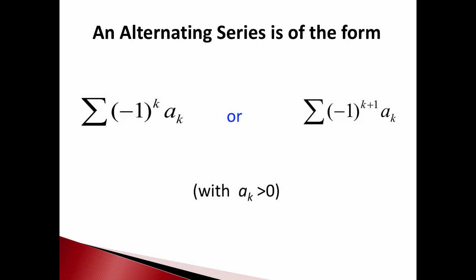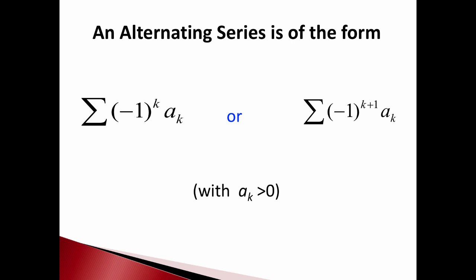So how do we recognize one of these things? Well, if it's written out as something minus something plus something minus something plus something minus something, that's obvious. If it's written in this short, compact form with a big sigma, meaning sum, in front of the series, then what you should look for is something like a negative 1 to the k or a negative 1 to the k plus 1 power.